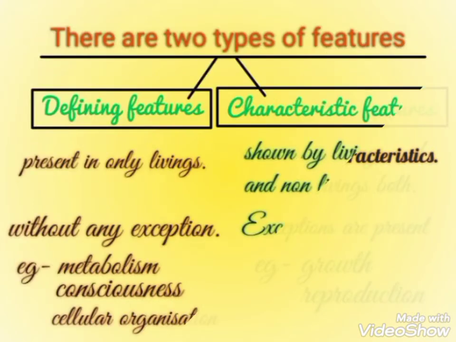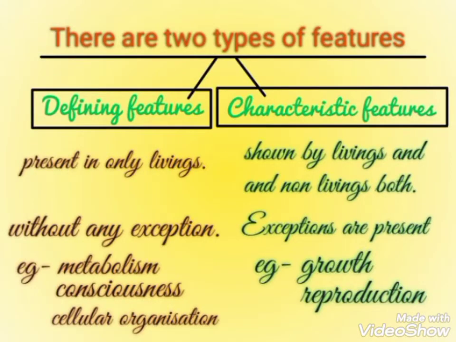The features of living organisms are also of two types. First, defining features, and second, characteristic features. Let's understand the two. Defining features are the features which are present in only livings. They are without any exception and they are not shown by any of the non-living. For example, we can take metabolism.